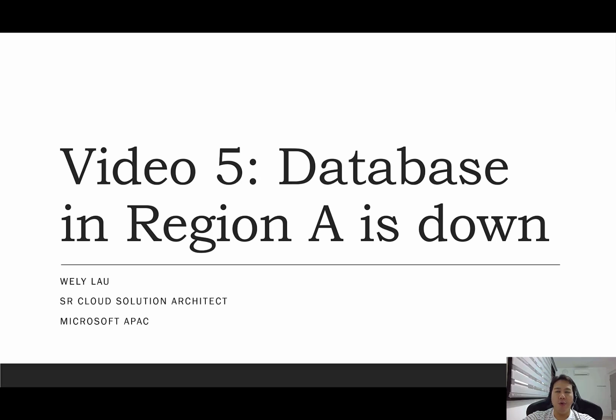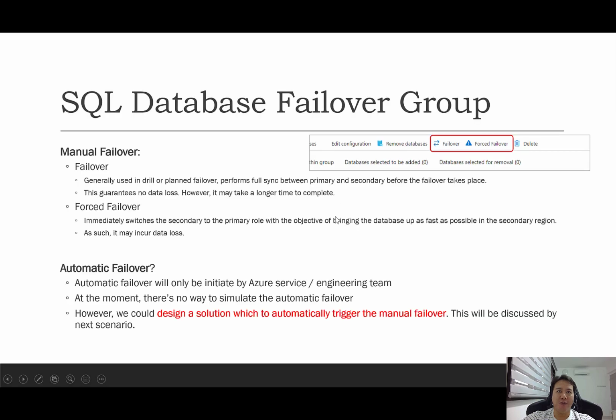In this video, we are going to check out the third scenario, which illustrates what happens when the database in region A goes down. Let's revisit SQL database failover group again. As you can see, there are two options of performing manual failover, either on the Azure portal or REST API.